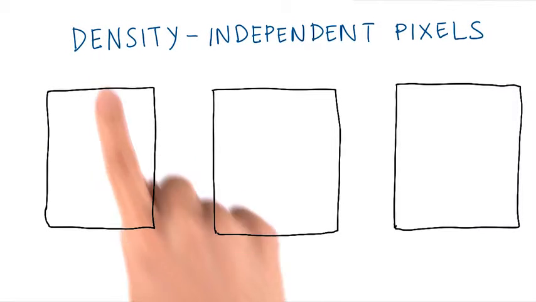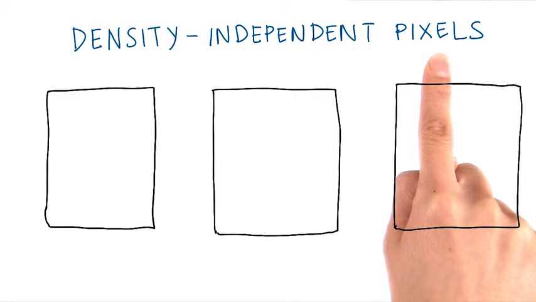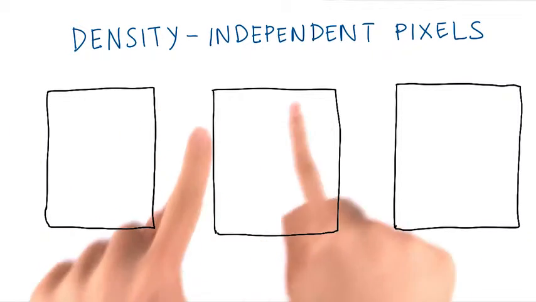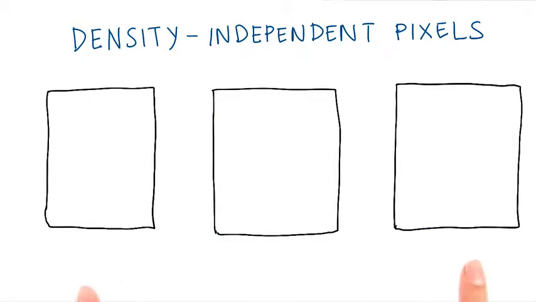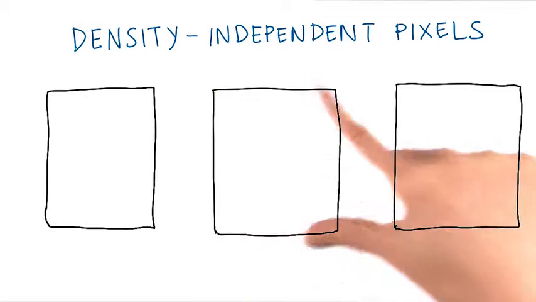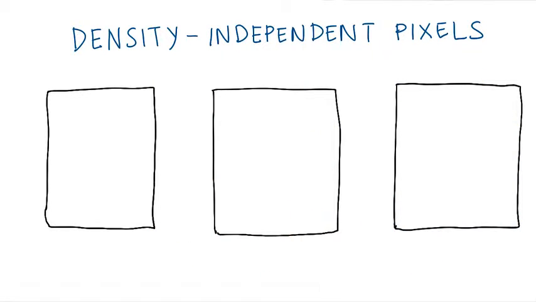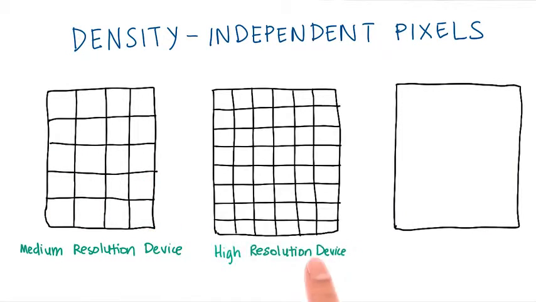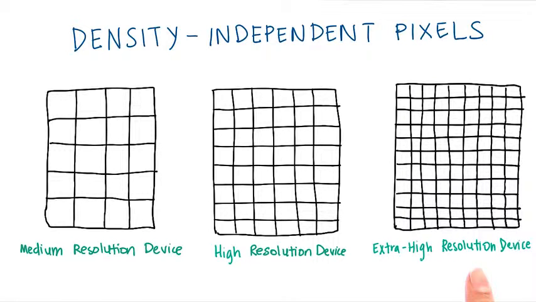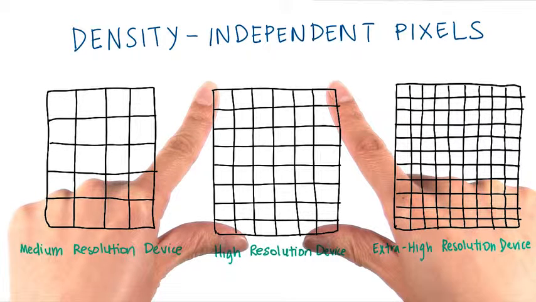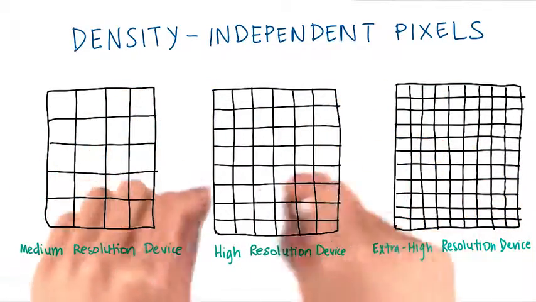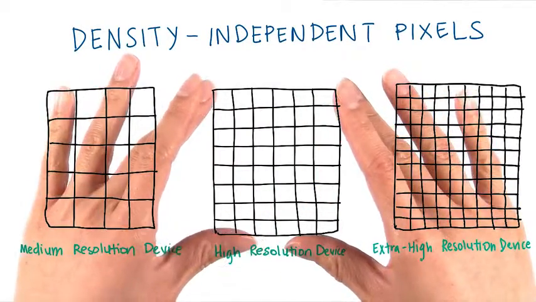The unit dp stands for density-independent pixels. Let me explain why we need that. Say these beautifully drawn rectangles represent different devices. They're the same physical size, but they differ in terms of resolution. This is a medium resolution device with a medium number of pixels on the screen, high resolution, and an extra high resolution device. When I say pixel, I mean a phone screen is made up of many tiny squares which are pixels, and they light up based on what you're looking at.